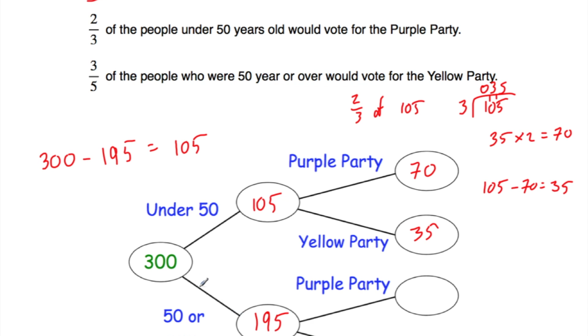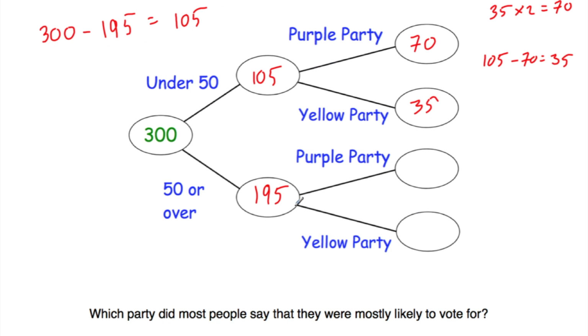Okay, now let's have a look at the people that are 50 or over. Well, 3/5 of them would vote for the yellow party. So 3/5 of this number would vote for the yellow party. So we need to work out 3/5 of 195. Let's get a fifth to begin with by dividing by 5. Remember, divide by the bottom, times by the top. So 195 divided by 5.